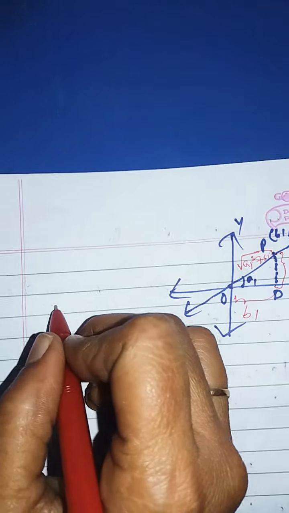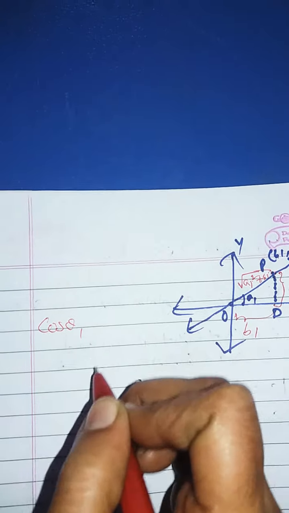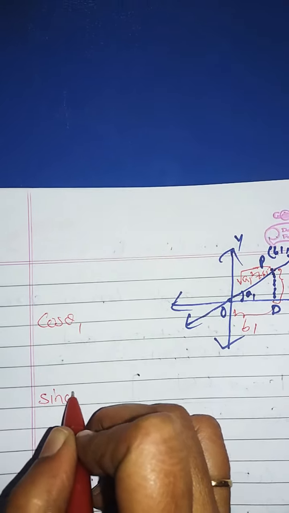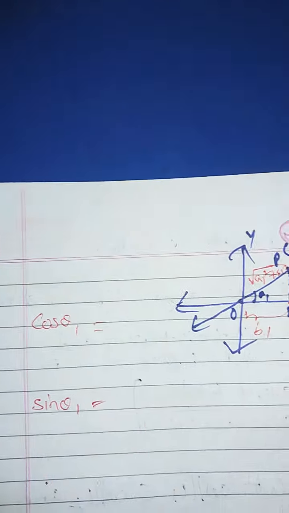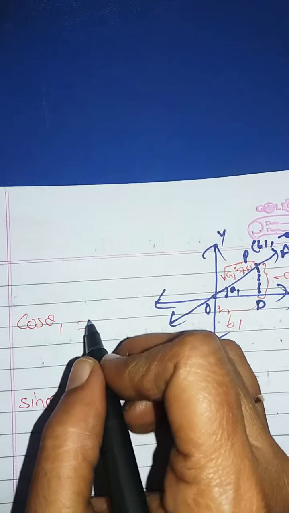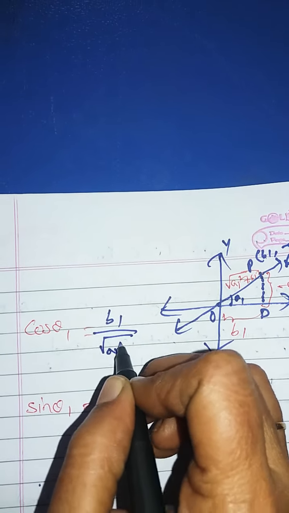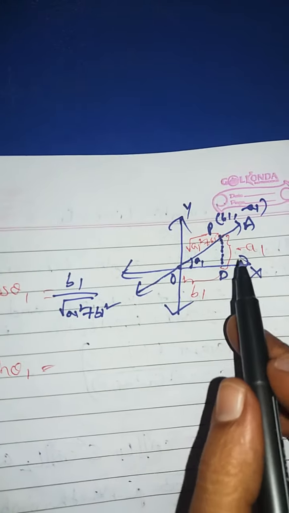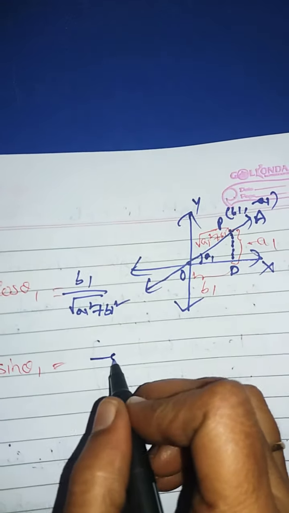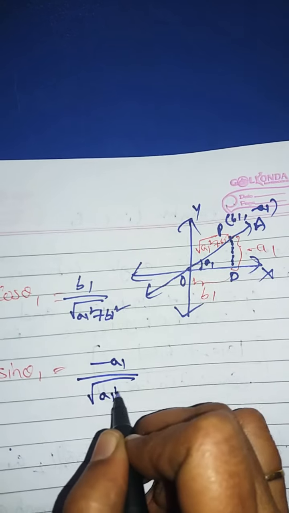Now you find cos theta 1 and sin theta 1. What is cos theta 1? Cos theta 1 is adjacent by hypotenuse, B1 by root of A1 square plus B1 square. Sin theta 1 is opposite by hypotenuse, minus A1 by square root of A1 square plus B1 square.